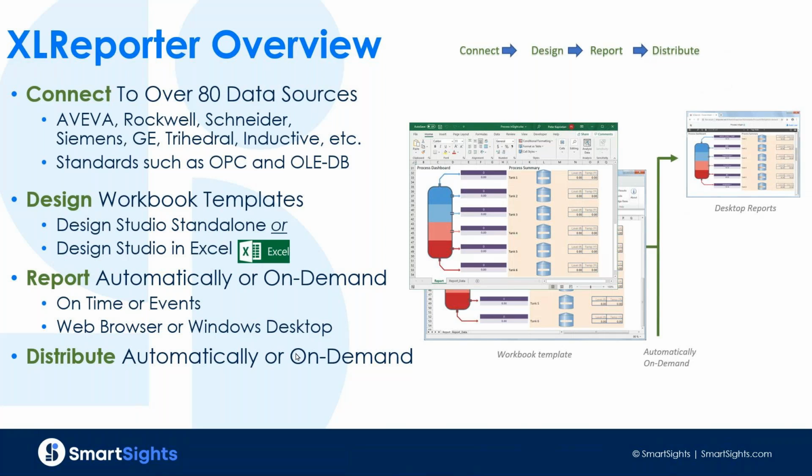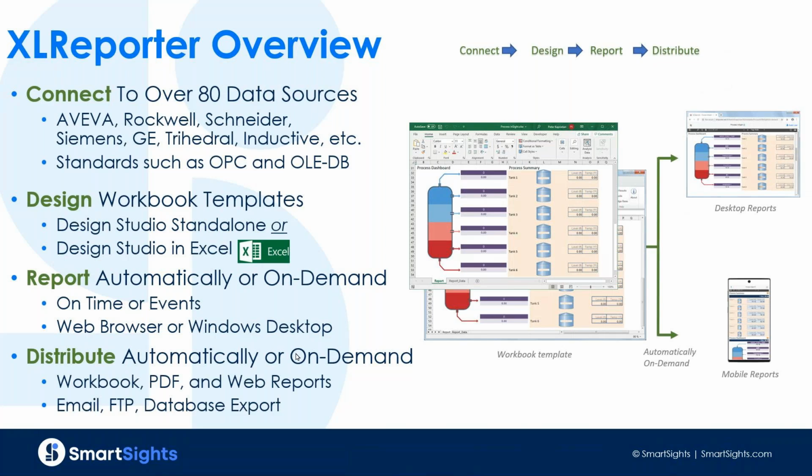We can run these reports based on a time continuum or events. In addition to what you'll be seeing here from the Explorer view, we also have a web browser or a Windows desktop client that can be used to see the reports. And the product can be set up to automatically distribute these reports. For example, you can export the workbook file itself. It can be an encrypted PDF. You can export these to be posted on a website. Again, we can also transfer these using email, FTP, or we can produce an export for a database.